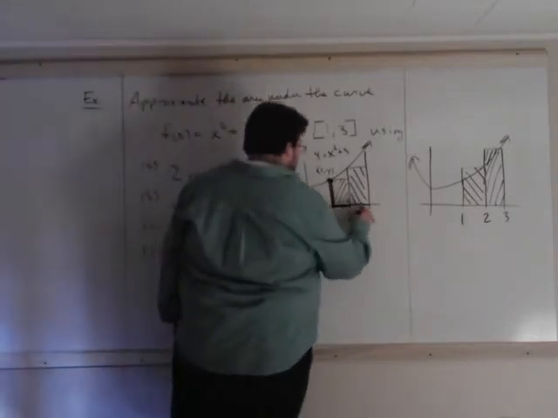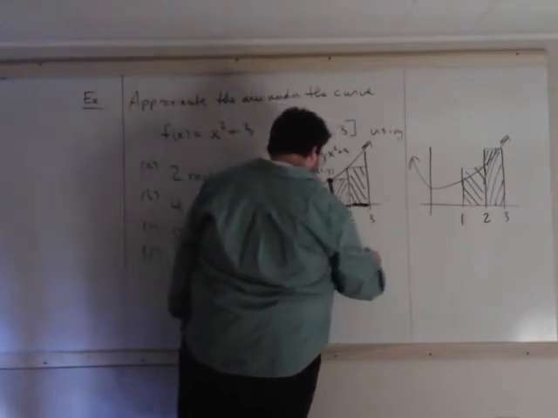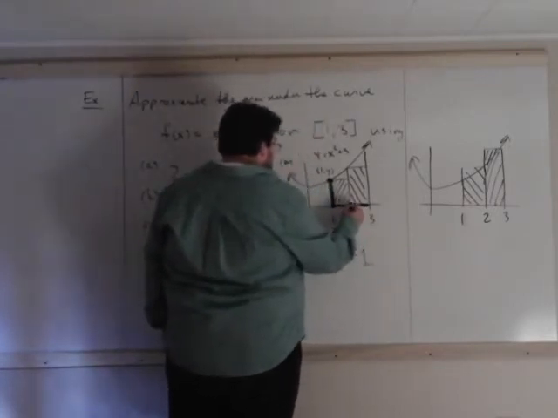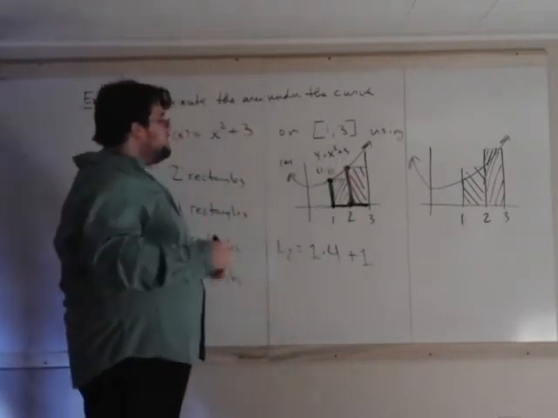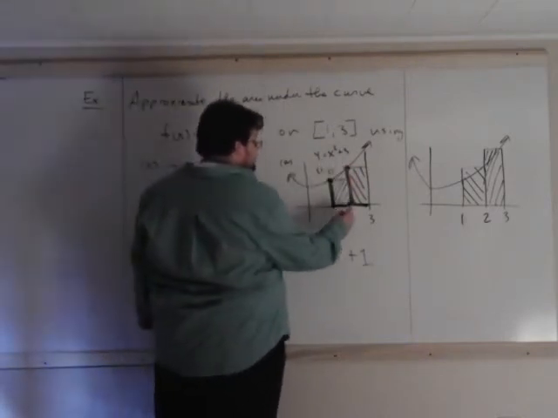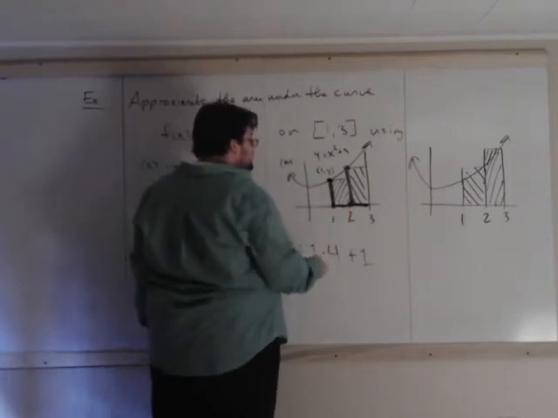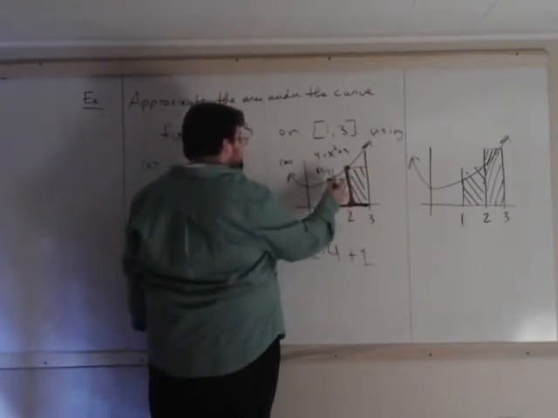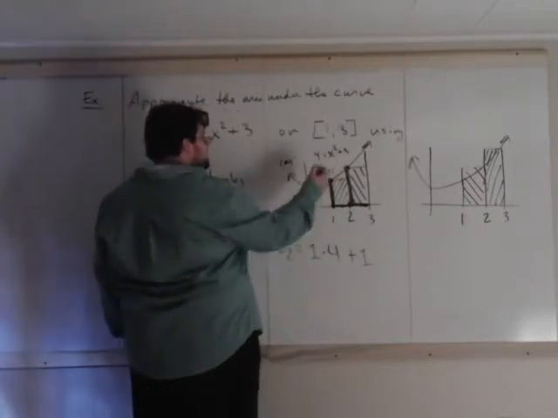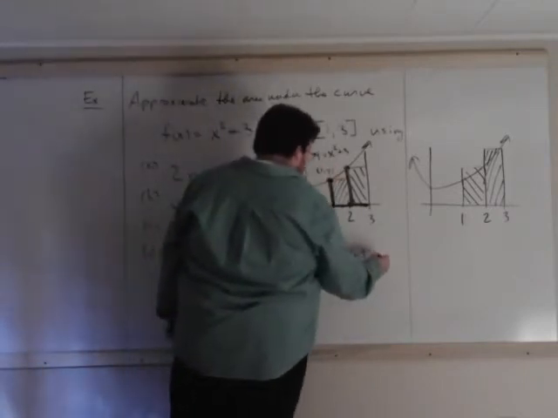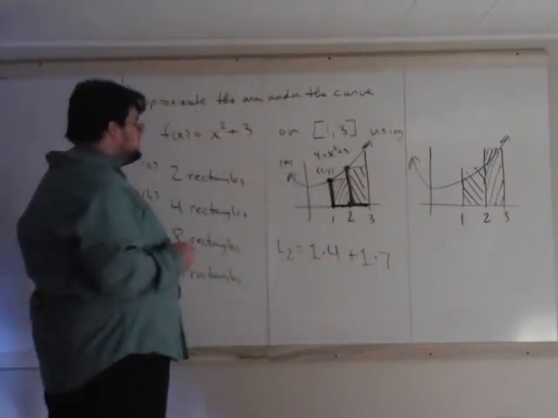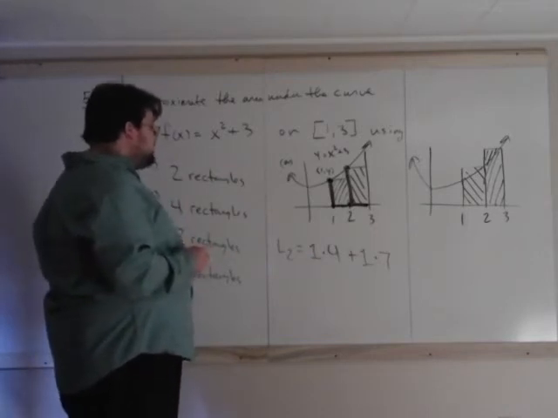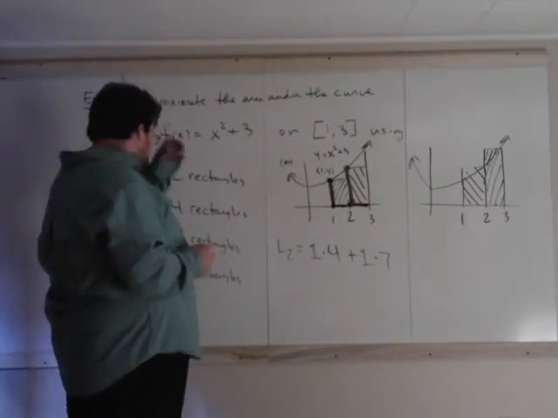The second rectangle, the base is still 1. Well, it's also 1, I should say. And the height is given by that y value. It is the y value that occurs when x equals 2. The y value that occurs when x equals 2 is what? Substitute into the function. You get 4 plus 3. 4 plus 3 is 7. So we have 1 times 4 plus 1 times 7. And that equals what? That equals 11.